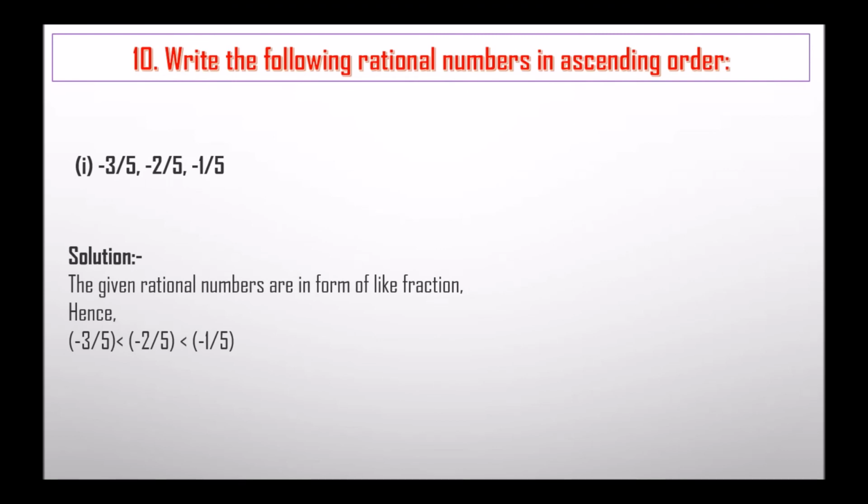Write the following rational numbers in ascending order. Minus 3 upon 5, minus 2 upon 5, minus 1 upon 5. So here the given rational numbers are in the form of like fractions. So minus 3 upon 5, minus 2 upon 5 and minus 1 upon 5.